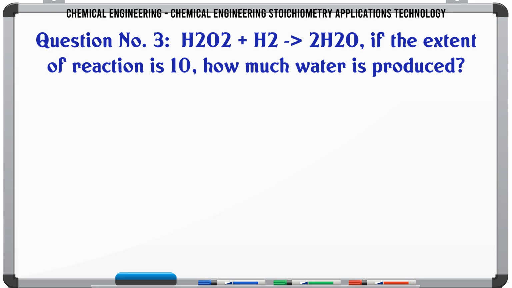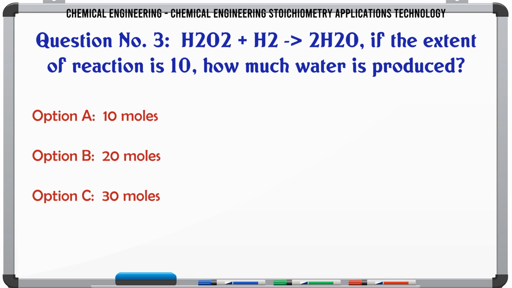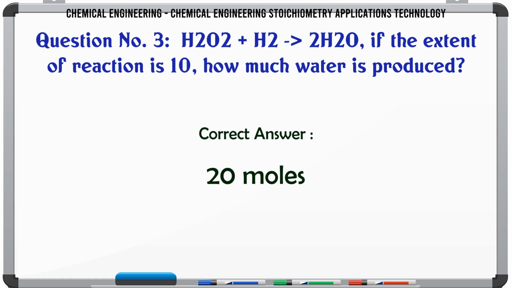H2O2 → H2 + O2 → H2O. If the extent of reaction is 10, how much water is produced? A 10 moles, B 20 moles, C 30 moles, D 40 moles. The correct answer is 20 moles.